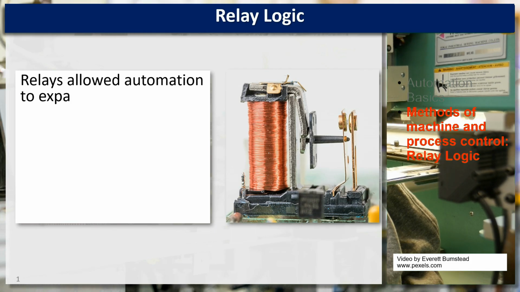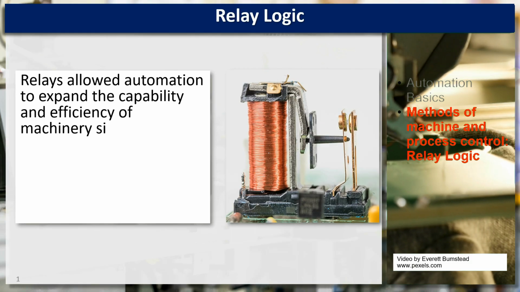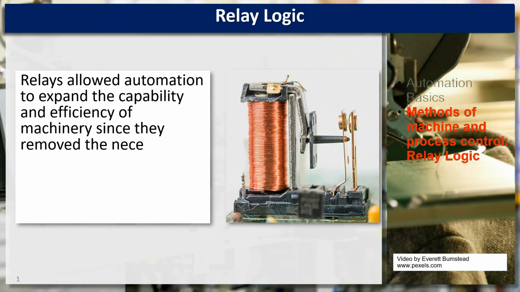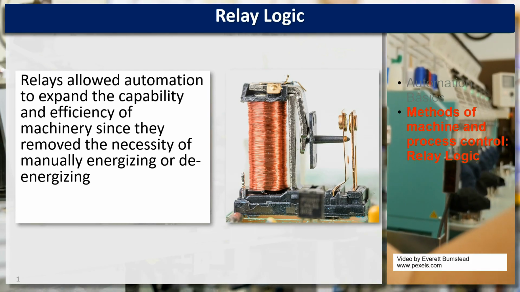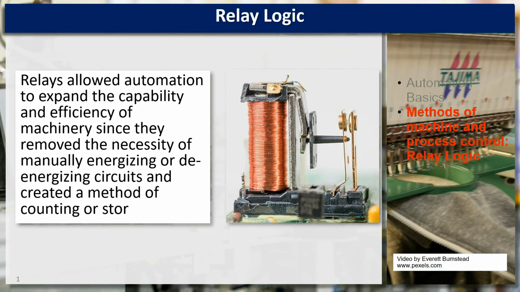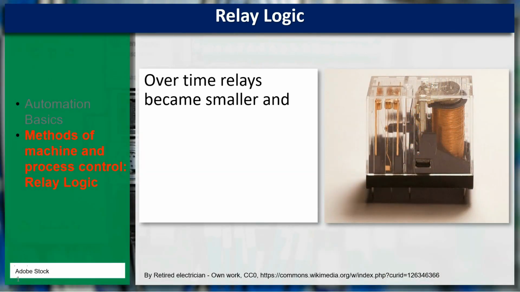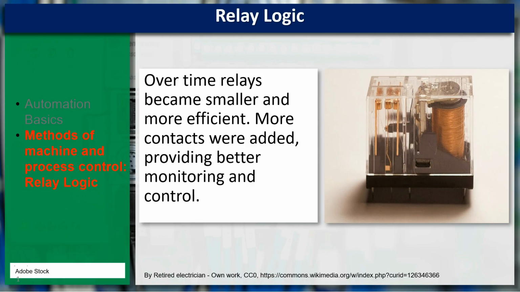Relays allowed automation to expand the capability and efficiency of machinery, since they removed the necessity of manually energizing or de-energizing circuits and created a method of counting or storing data. Over time, relays became smaller and more efficient. More contacts were added, providing better monitoring and control.